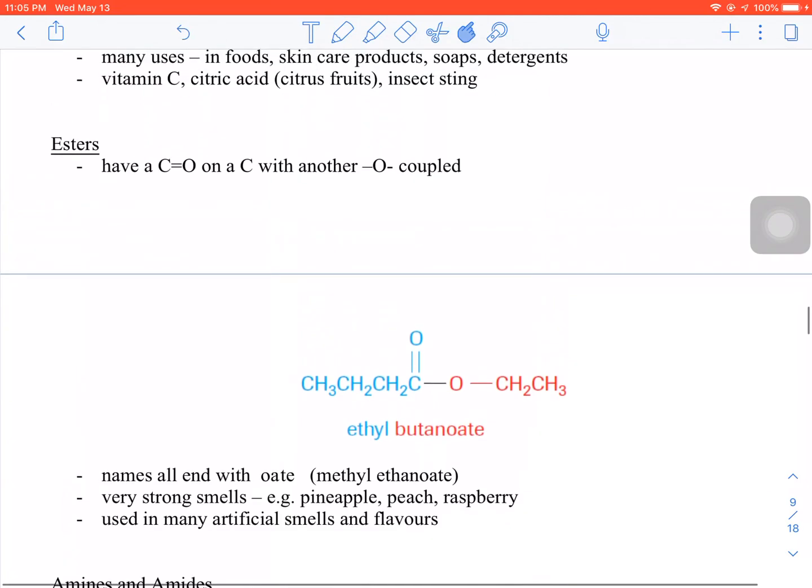We have the esters. The esters, again, contain the C double bond O and then the CO. And then I've got a hydrocarbon chain on this side and more hydrocarbon chain on this side. A lot of very strong smells, a lot of very nice smells. So the smell of pineapple, the smell of peaches, the smell of berries, right, are all because of esters.